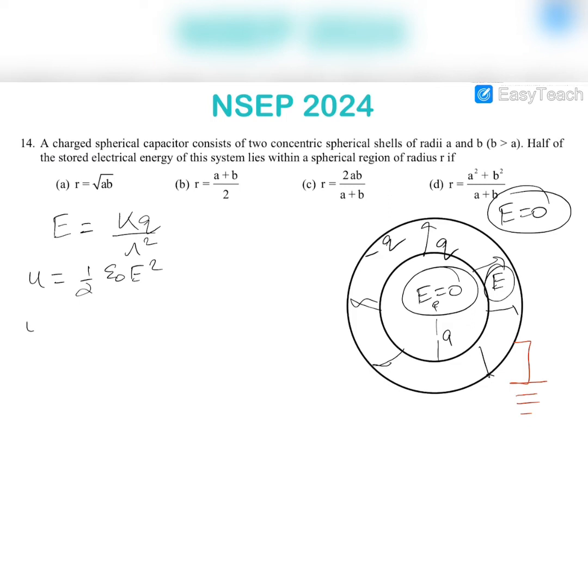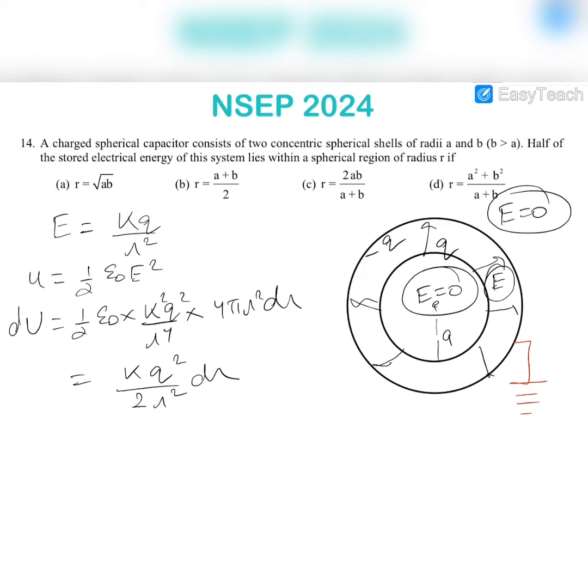So if we substitute the value of E and find dU, then dU will be half epsilon naught E square, which is k square q square by r to the power 4, times dV, the incremental volume, which is 4 pi r square dr. I hope this incremental volume you all know. So you can cancel out the terms, and you get kq square by 2r square dr.